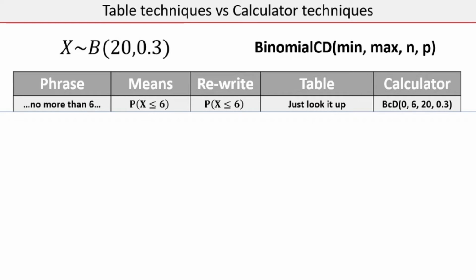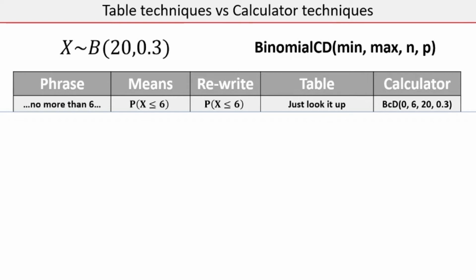The phrase no more than 6 means 6 is the maximum that should be considered. We shouldn't be involving anything bigger than 6. No value that's more than 6 should be included. As a probability statement, that's the probability x is less than or equal to 6. It's already written in the format that I'm recommending. It has the equals to involved. We're talking about a number that we want to include.